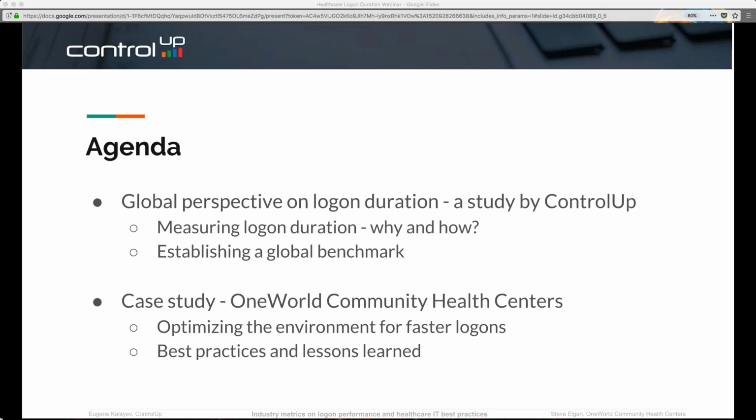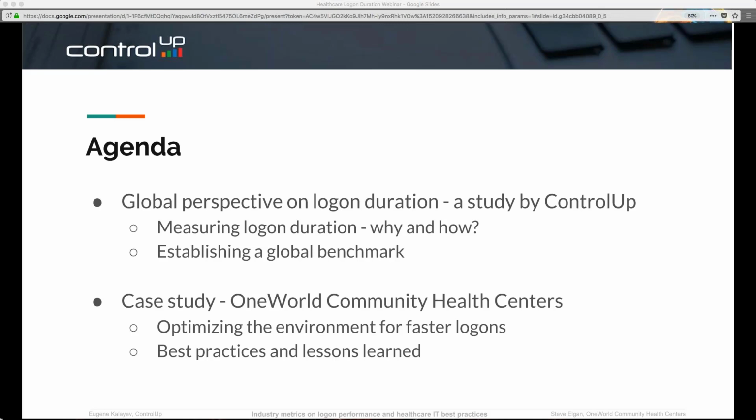So we're going to start with that, with the global perspective, and then we're going to dive into a specific example, into the One World Community Health Centers example, looking at specific metrics and specific findings, and talking about how logon duration can be improved together with other aspects of user experience. Finally, we're going to survey some best practices and lessons learned from that particular case, and hopefully help everyone implement those takeaways and insights in your environments.